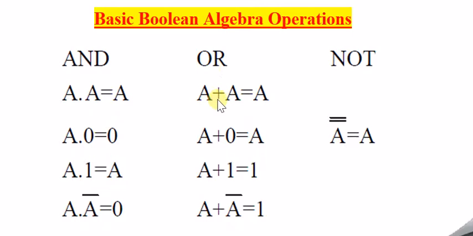OR is represented by a plus sign, which I have already told you. A variable ORed with itself will give you itself. So in the same way, the rule holds true for OR operations. In this way you have to remember: A OR with A is equal to A. A OR with 0 is nothing but A. A OR with 1 is nothing but 1, you will get it.